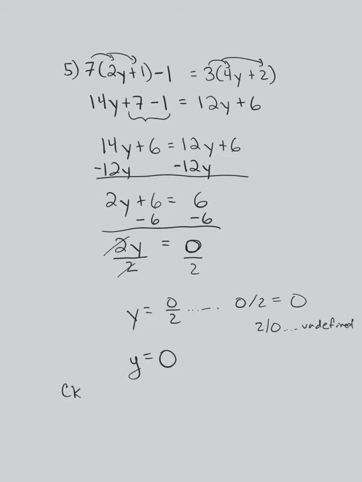And so we do our check here, and so we have 7 times (2 times 0 plus 1) minus 1. I just plugged 0 into the left side of my original equation if I move too fast on you. Okay, and then we're wondering if that equals, we plug 0 into the right side, so we have 3 times (4 times 0 plus 2).